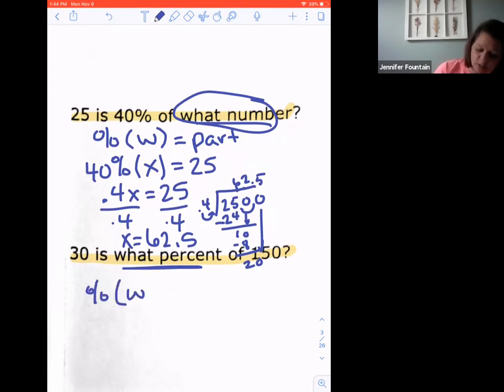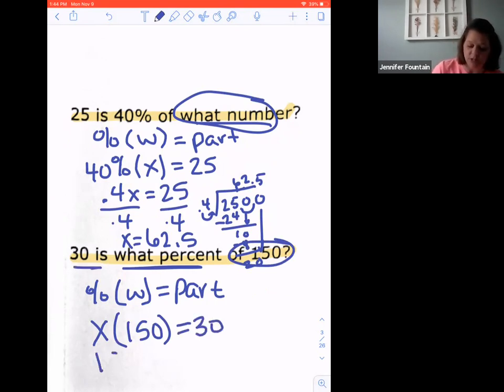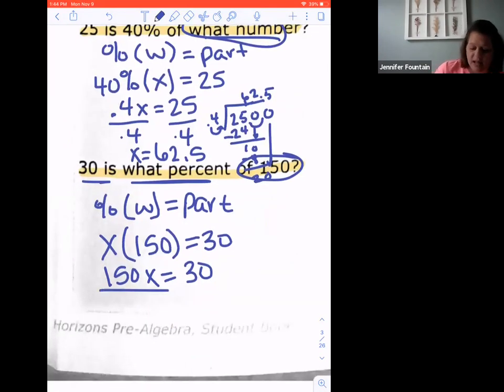Percent times whole equals part. I do not know my percent, so that is my variable. I'm going to put X in, times whole. Remember, whatever follows the word of is going to be my whole number. So X times 150 equals 30. So that's 150X equals 30. Divide by 150, divide by 150.